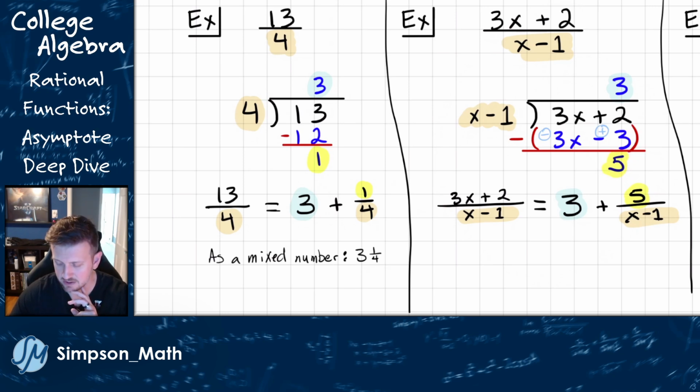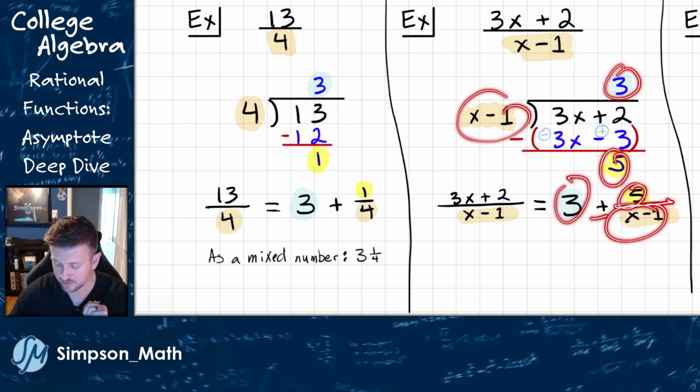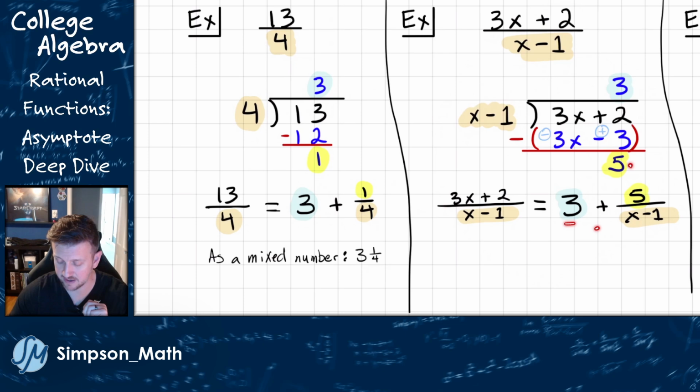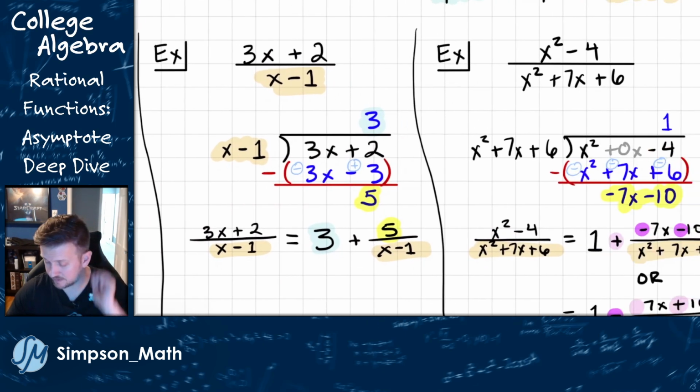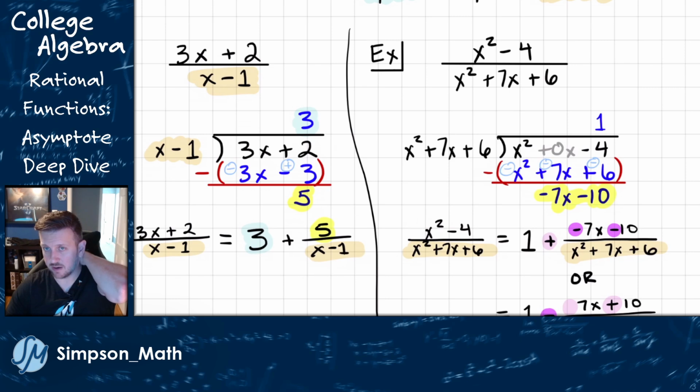So how do I write this? We write our quotient plus the remainder divided by the divisor. So that's going to be 3 plus 5 over x minus 1. Okay? So we can do a similar thing here with this quadratic divided by a quadratic.